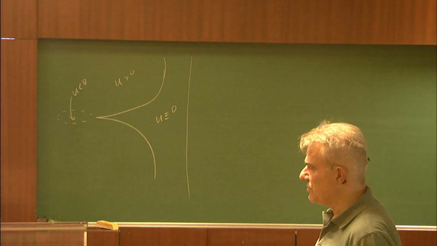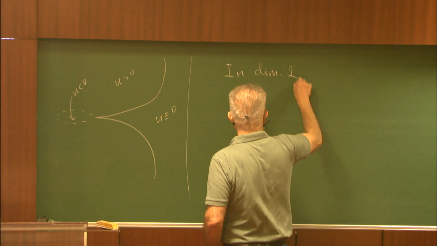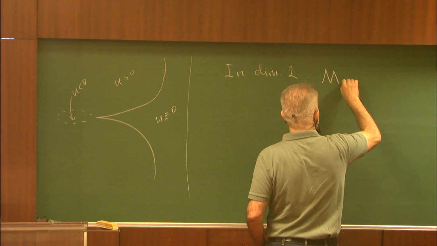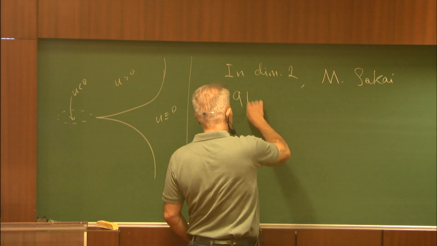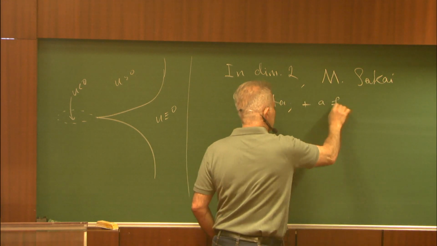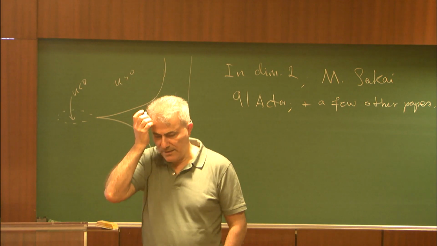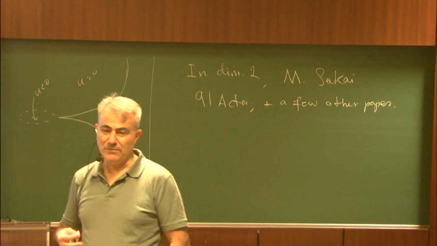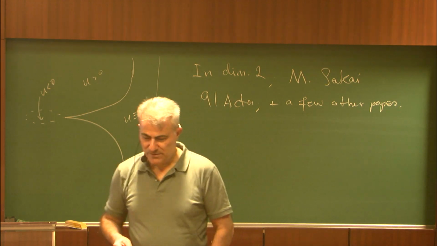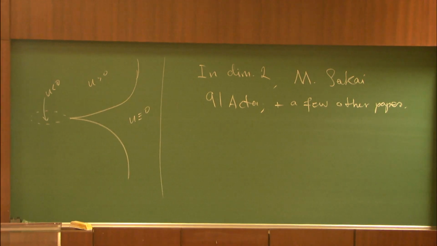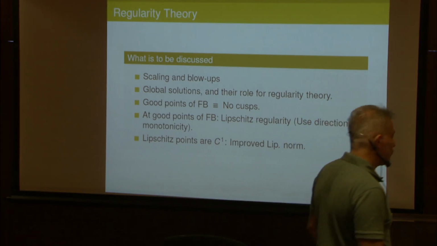There is actually a very good description of regularity of the free boundaries in dimension 2, in a series of papers by Makoto Sakai. Beautiful results from 91 in Acta Mathematica, plus a few other papers after that. He has given a complete description in dimension 2 of how the free boundaries look, which is extremely advanced. The techniques are what's called in French tour de force, very forcefully going in and working it out without any tools from complex analysis. And he uses complex analysis strongly.